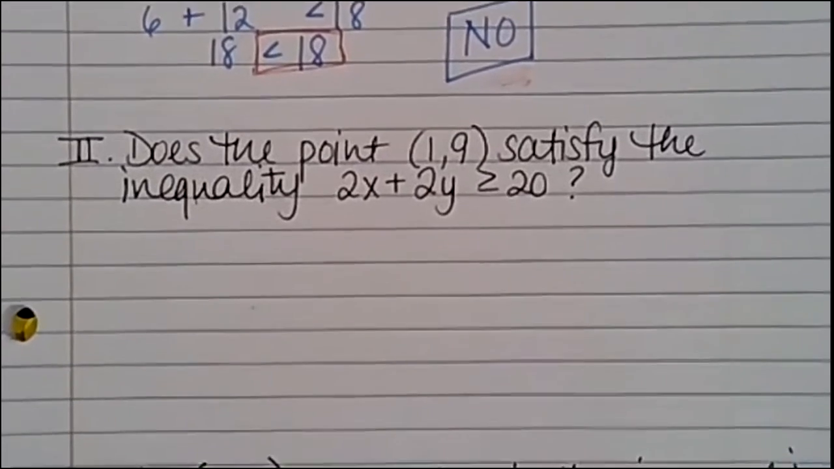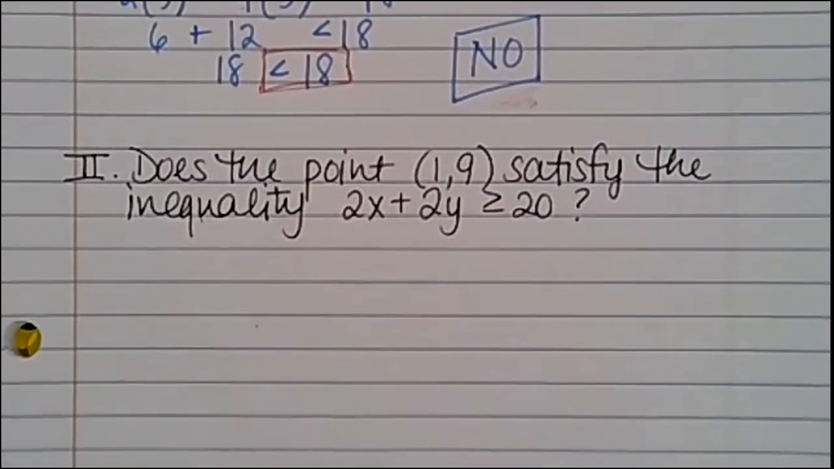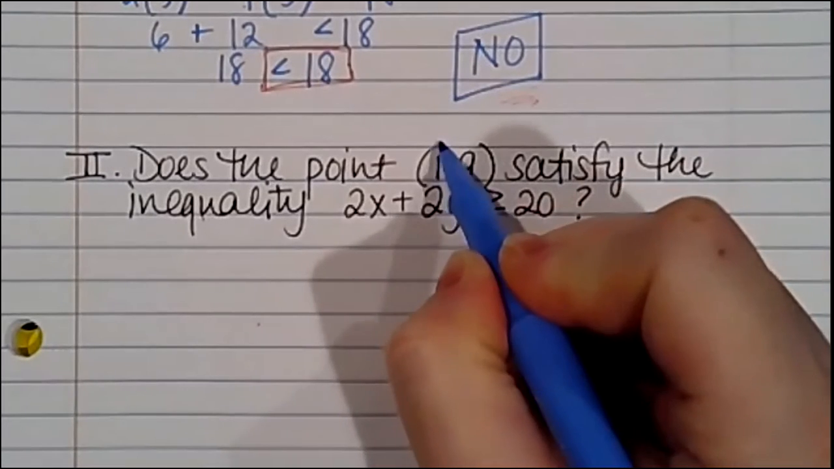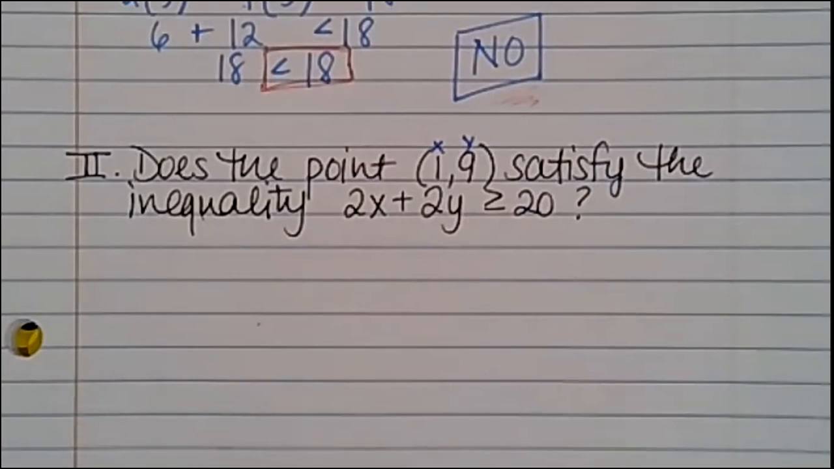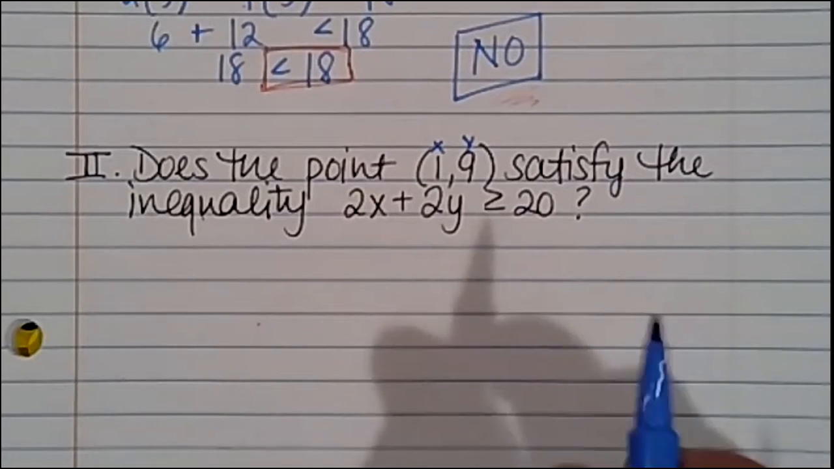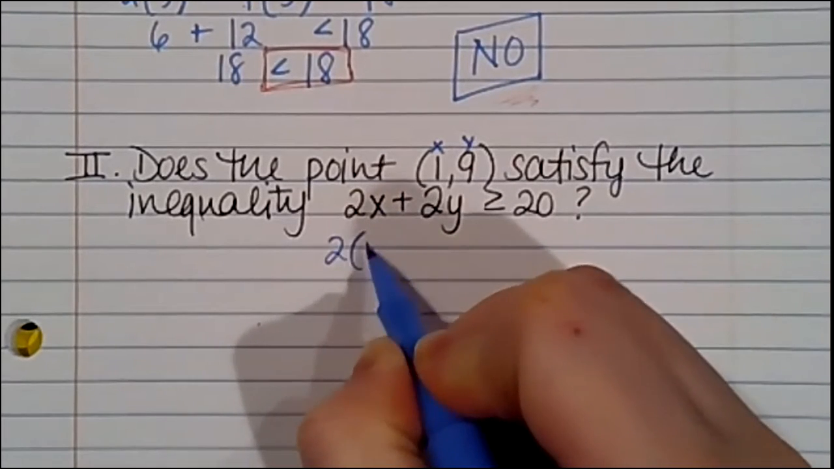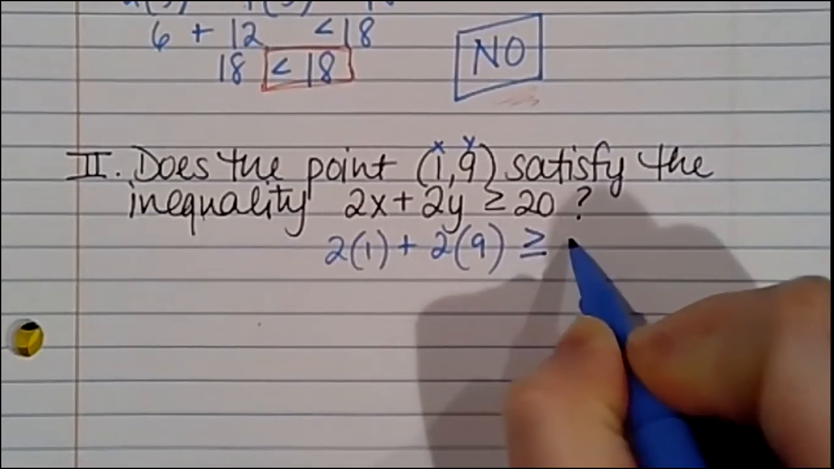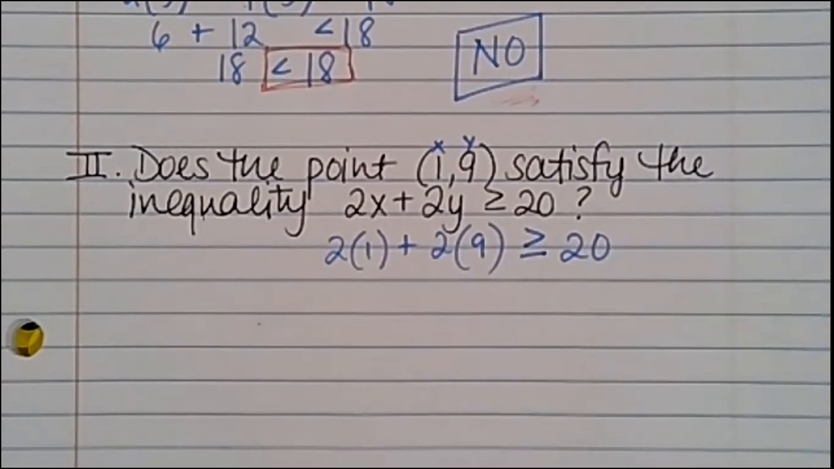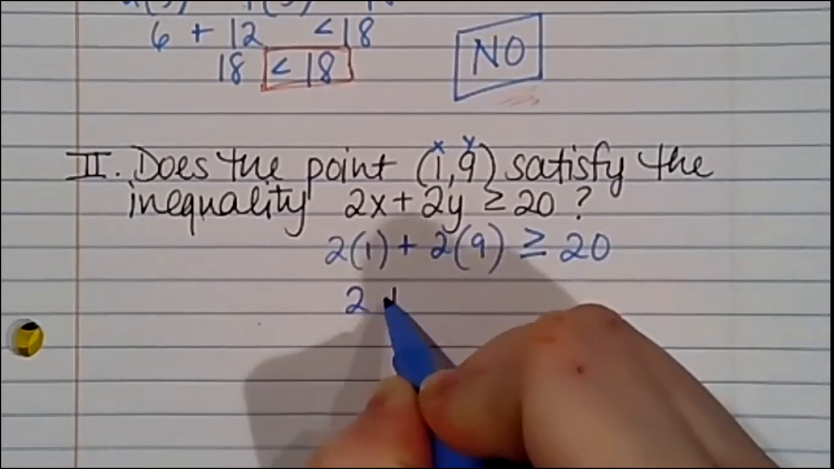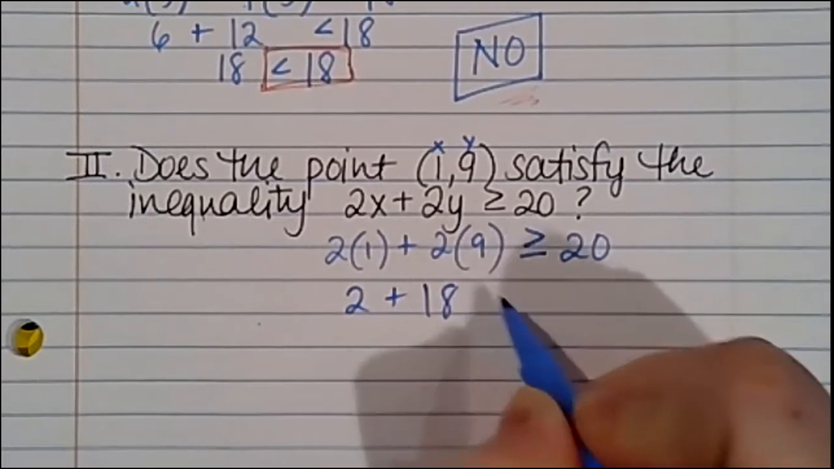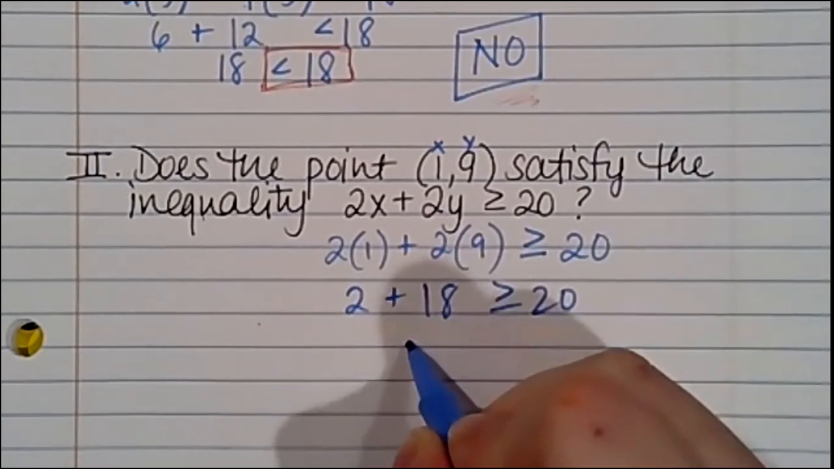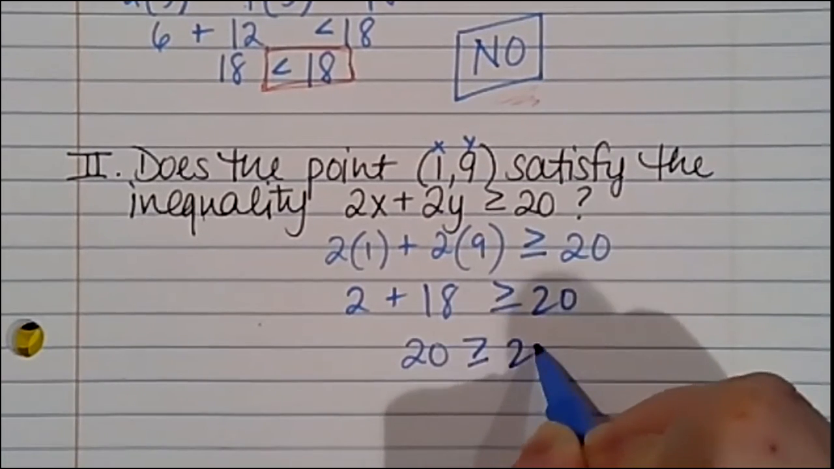Does the point 1, 9 satisfy the inequality 2x plus 2y is greater than or equal to 20? Again, identify your x and y. This is my x and this is my y, and we're plugging in accordingly. So it's going to be 2 times 1 plus 2 times 9 greater than or equal to 20. 2 times 1 is 2, plus 2 times 9 is 18. 2 plus 18 is 20. 20 is greater than or equal to 20.